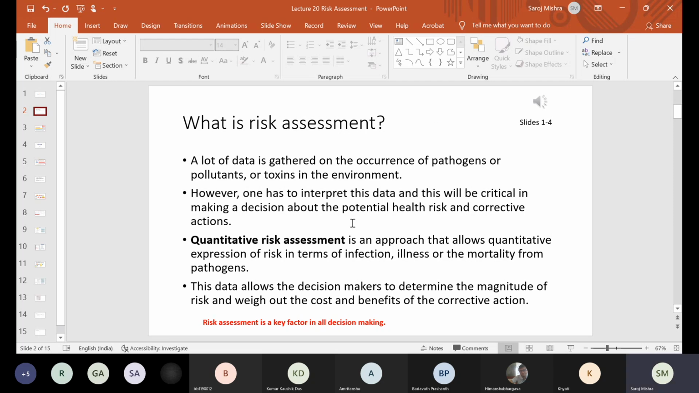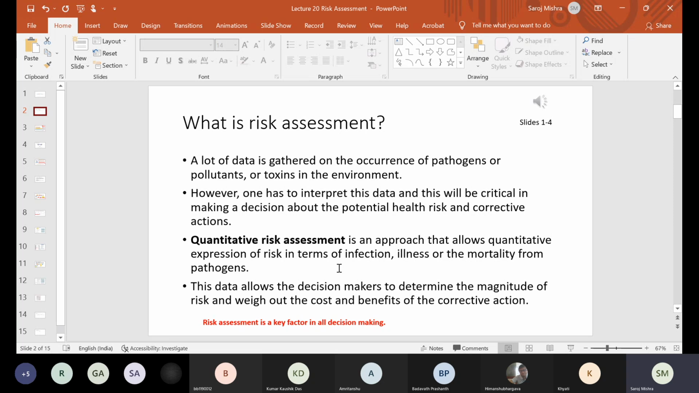Let me put down all of these points in order to make you understand. Whenever we do environmental biotechnology, a lot of data is gathered on the occurrence of pathogens, pollutants or toxins in the environment. You say, so many milligram per liter of lead is present, or 100 virus particles per liter of water is present in the pond water, or whatever. So a lot of data is gathered. However, one has to interpret this data, and this is critical in making a decision about the potential health risk and a corrective action to be taken.